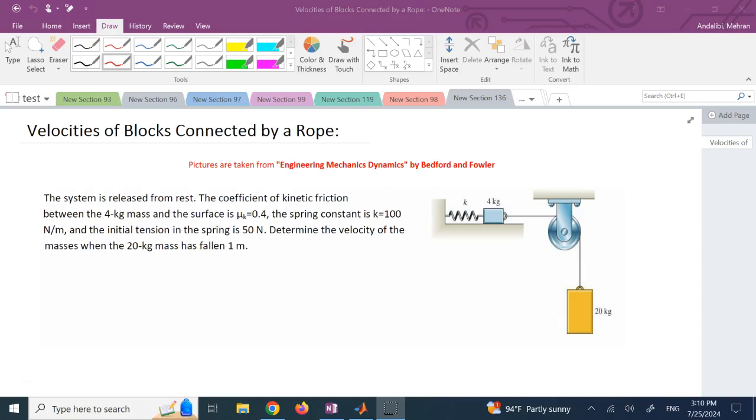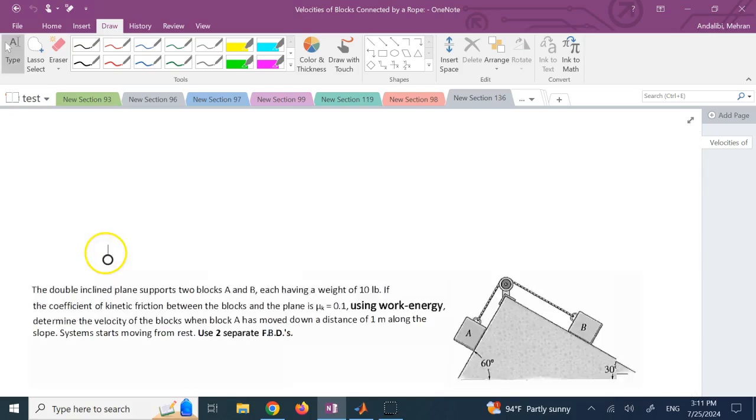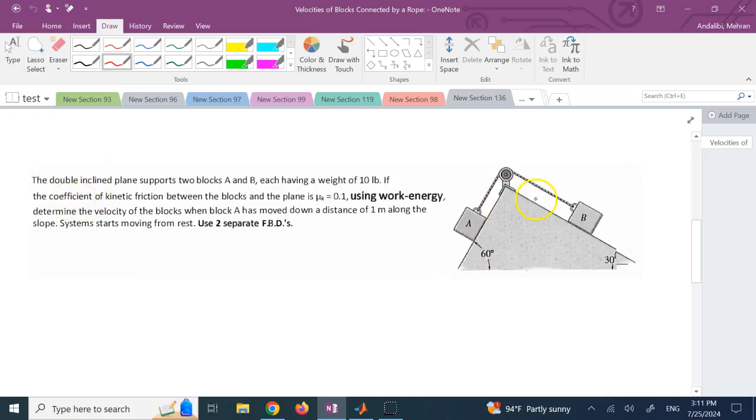In this picture, you say, yes, they are. If this 20 kilogram block goes down 1 meter, then this 4 kilogram block has to move 1 meter to the right. Or you might look at this other problem, where it's not as simple. It's not like one moving horizontally, one moving vertically. In this case, the two blocks are on slopes, both at different angles. And in this case also, if block A goes down 1 meter along this slope, then block B has to go up 1 meter along that slope.